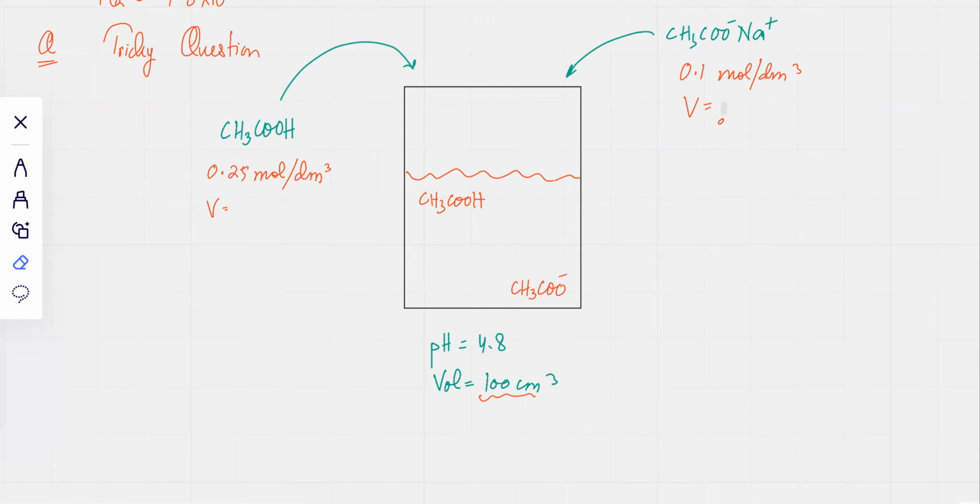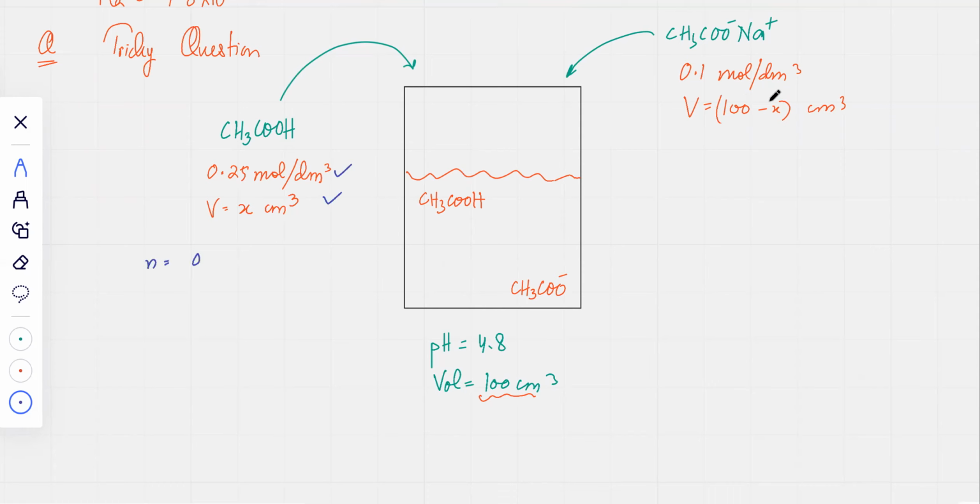Yes, sir. So let's assume that the volume that I'm taking for ethanoic acid is X cm cube. So what would be the volume, in terms of X, of sodium ethanoate? 100 minus X, in centimeter cube. So now I have the volume and I also have the concentration. Both things are given, so I can find the moles.